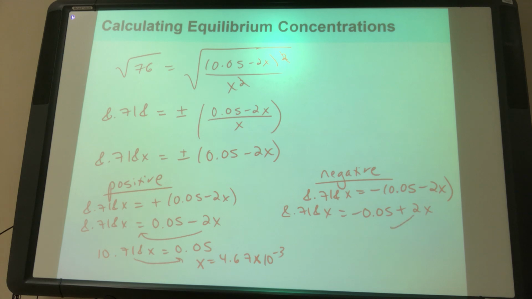All right, move over my 2x, and we get 6.718x is equal to... Let's go into the other side. There we go. It's equal to negative 0.05. All right, now I want to get my x by itself, so I divide the 6.78 over, and I get x is equal to negative 7.44 times 10 to the negative 3.